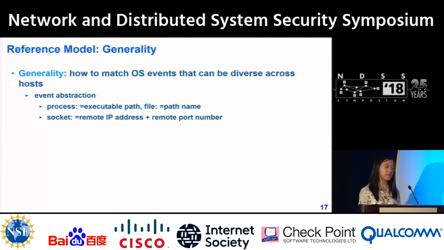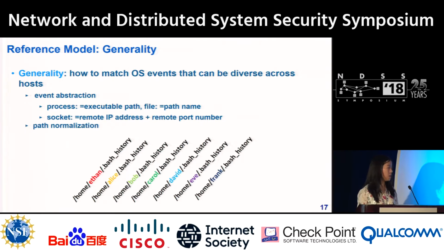Our reference model has 2 design goals. The first one is we want to ensure that it is general, because OS events carrying the same semantics can be very diverse across hosts or over time. Our way to do this is we perform event abstraction. We represent each process by its executable path, each file by its path name, and each socket by the IP address and port number. We also normalize the path for different user accounts. We use some directory services to replace the usernames by the same wildcard.